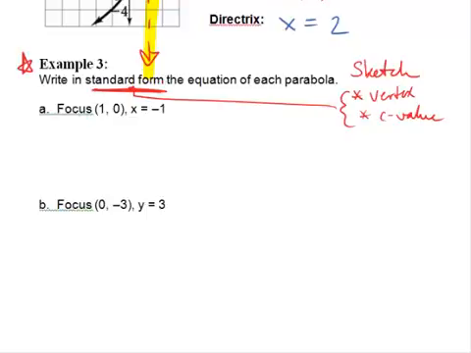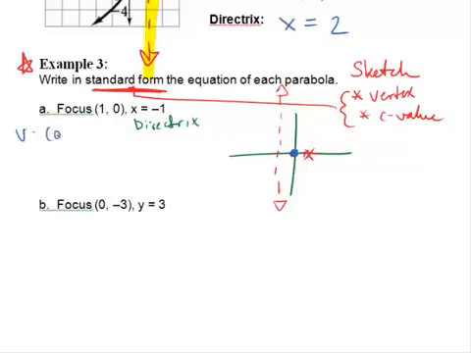We're not given that. We're given the focus, and this line here represents the directrix. We're given these two pieces. From those, we can find these two after we do our sketch. So for this first one here, for example, my sketch, focus is at 1, 0. So there's my focus. Directrix is at -1. And we know that the vertex is equally distant between the two. So my vertex will be falling right here, halfway at 0, 0.